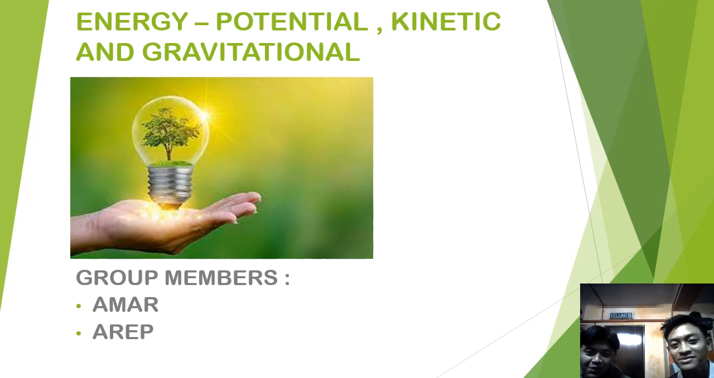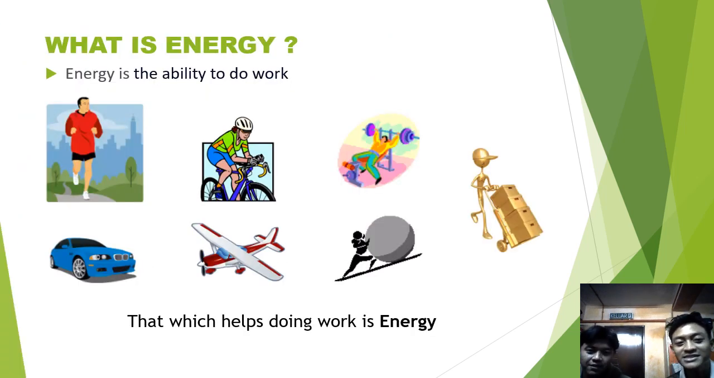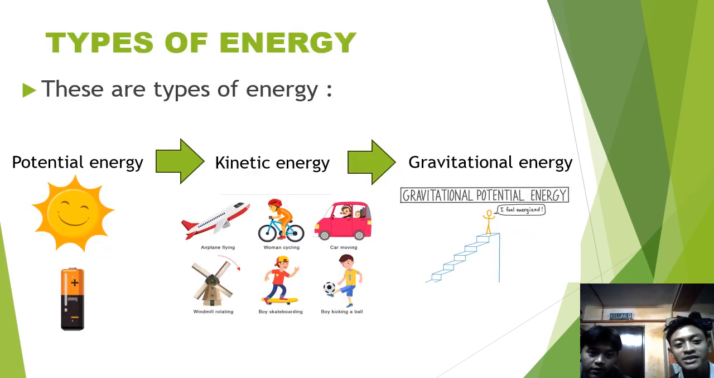Next, what is energy? Energy is the ability to do work, such as jogging, cycling, and gym. What helps us do work is energy. Next, types of energy. There are three types of energy: first, potential energy; second, kinetic energy; and third, gravitational energy.